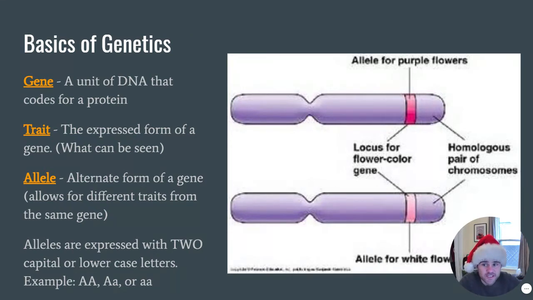And so we start to get some of these terms. We've already talked about how a gene is a unit of DNA that codes for a protein. And a trait is the expressed form, or what can be seen, like in that previous example, flower color or seed wrinkliness. And then an allele is the alternate form of a gene, which allows for different traits from the same gene. And we're going to express these alleles with capital letters or lowercase letters, and there should always be two letters. So big A, little a, for example.